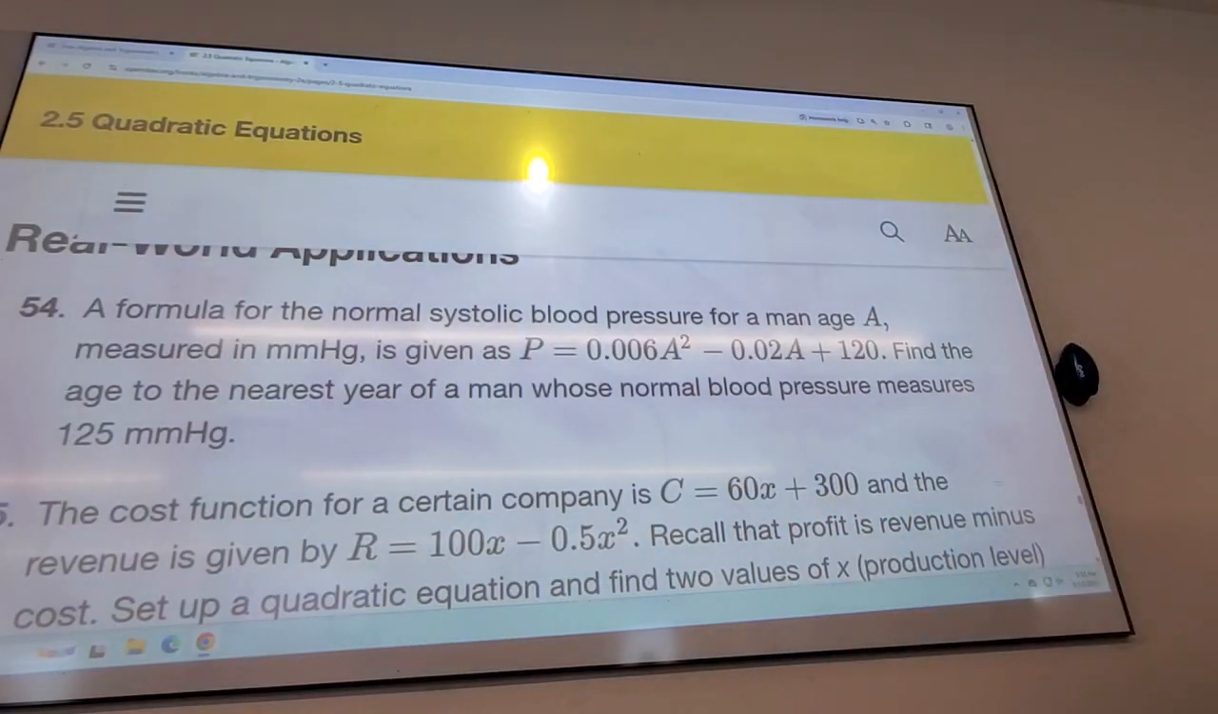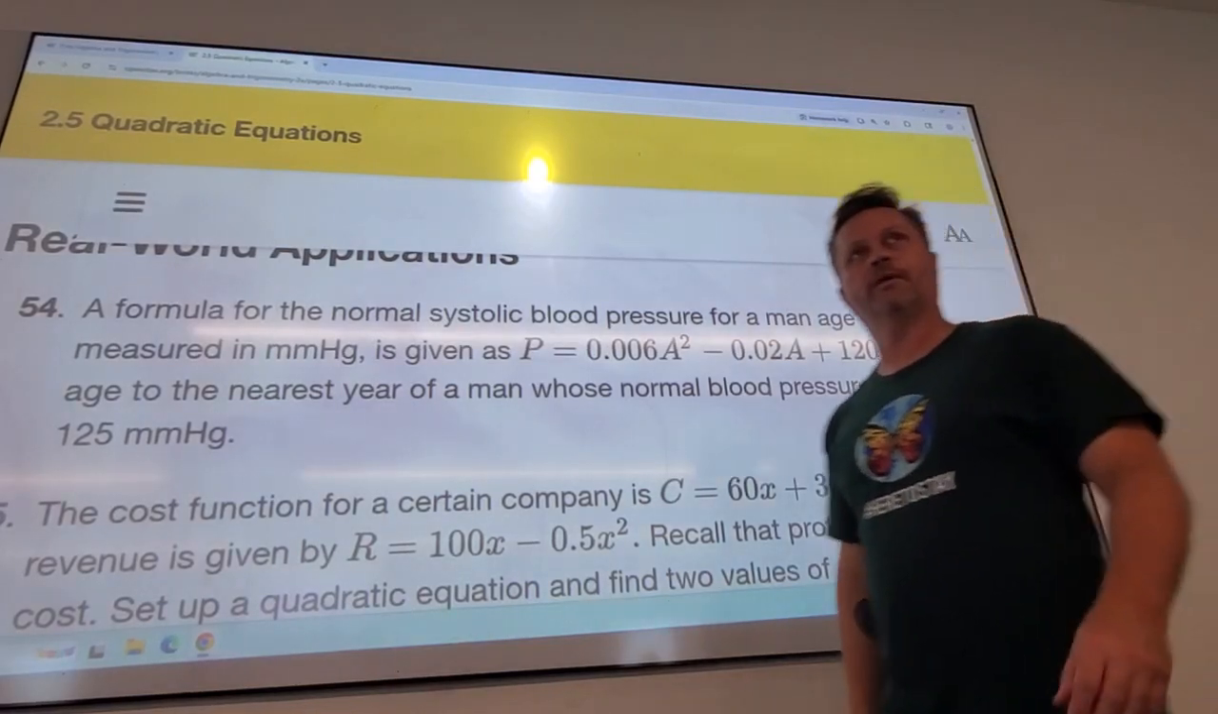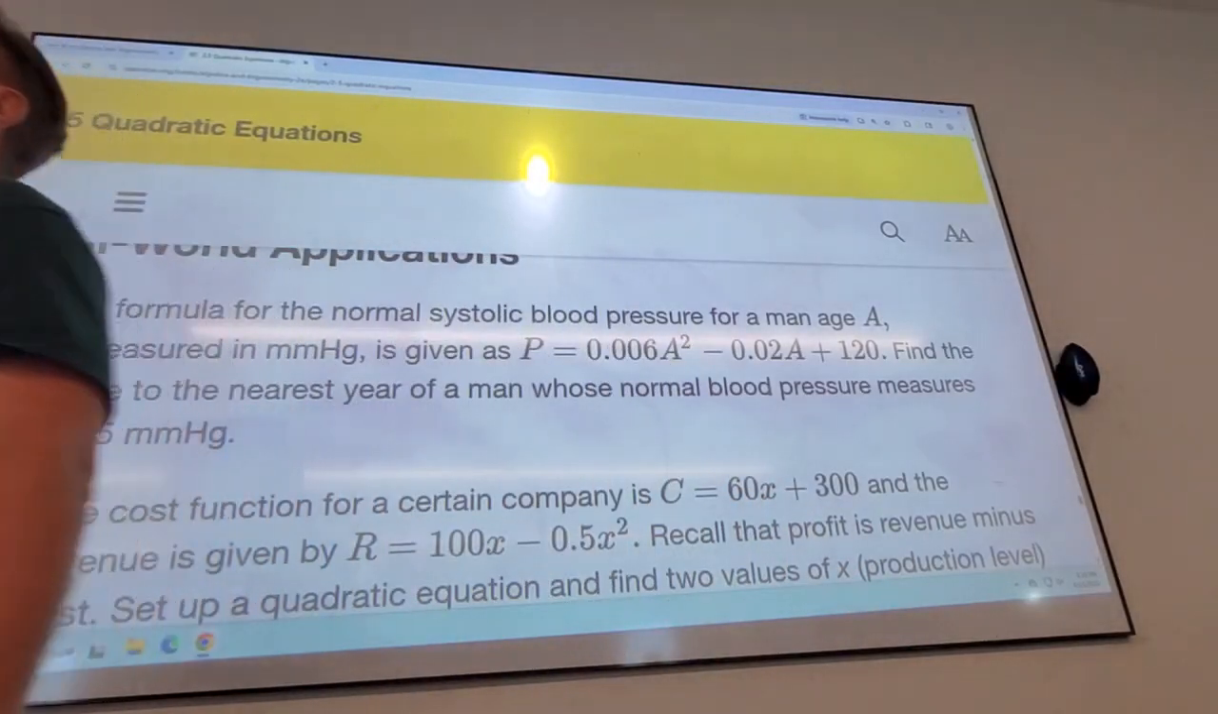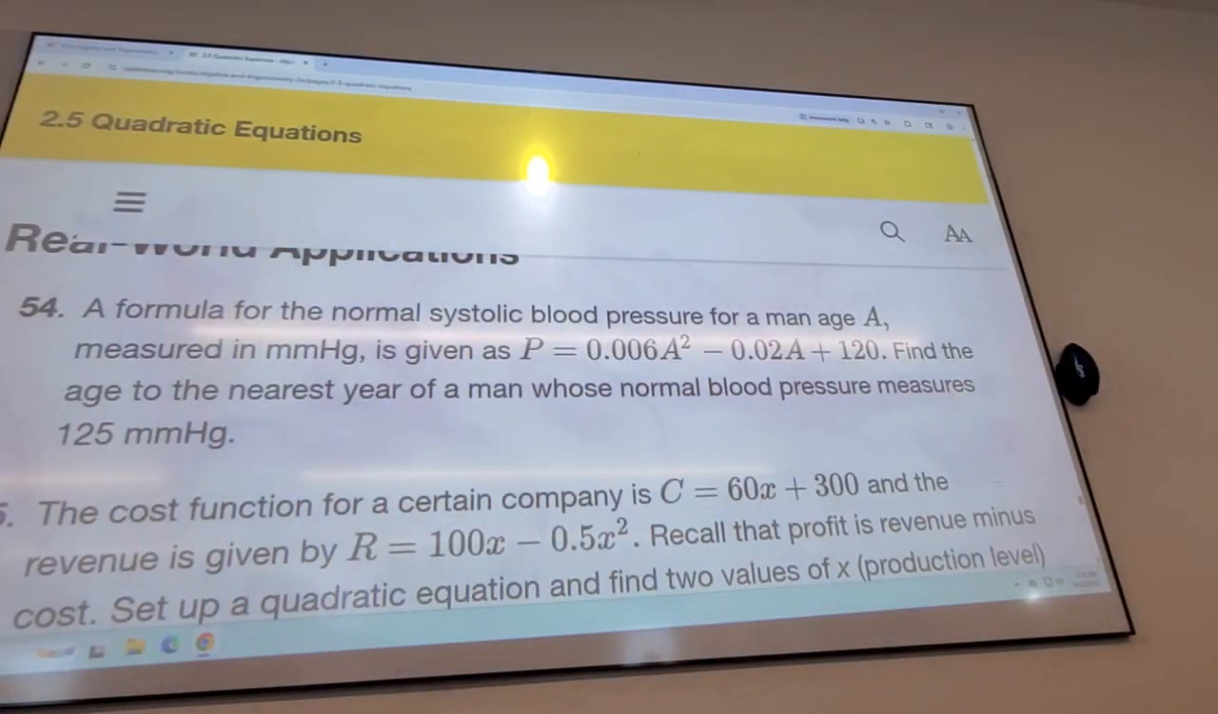The specific numbers don't matter. So P represents what? Blood pressure. A represents age. They want to know the age, so what is it I don't know? What variable? I don't know A.